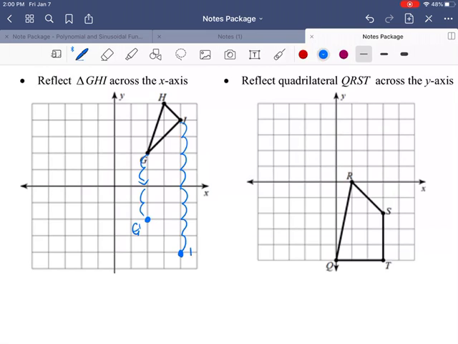That's going to be I prime. And 1, 2, 3, 4, 5. 1, 2, 3, 4, 5. There's H prime, and connect those up, and you've got yourself a new shape.